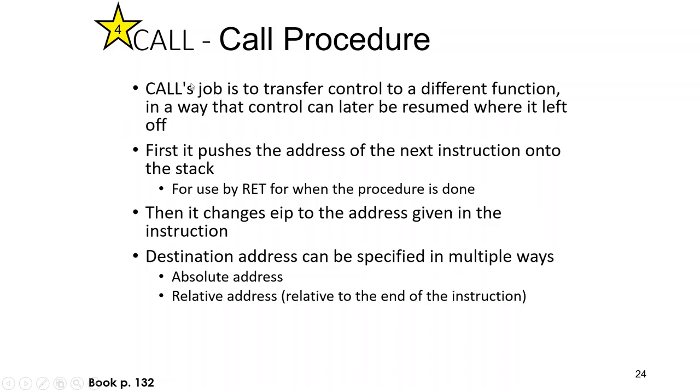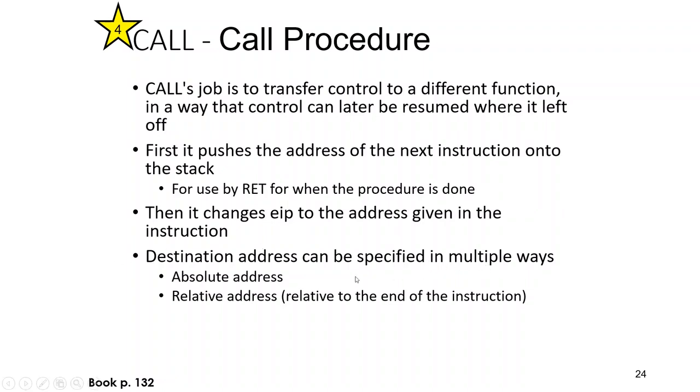Now the call procedure. Call's job is to transfer control to a different function in a way that control can later be resumed where it left off. It's just like call function name. So the control flows from that instruction to that function, and then returns back to the next instruction. Here you can see it changes EIP to the address given in the instruction. As I have said, EIP is the instruction pointer, and it points to the next instruction.